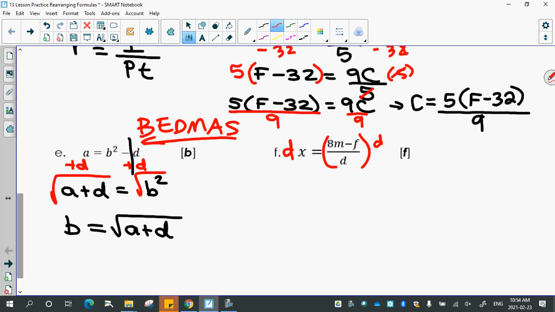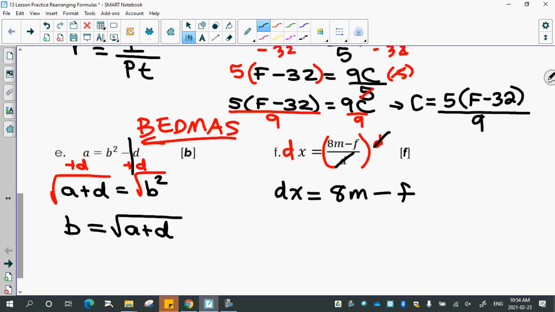D times X. I don't know what that is, but if I write them down side by side, it means they're multiplying. So dx equals, my point of multiplying by D was to undo this divide by D, so I'm left with 8m minus f. Okay, so now I'm back to regular bed mass.